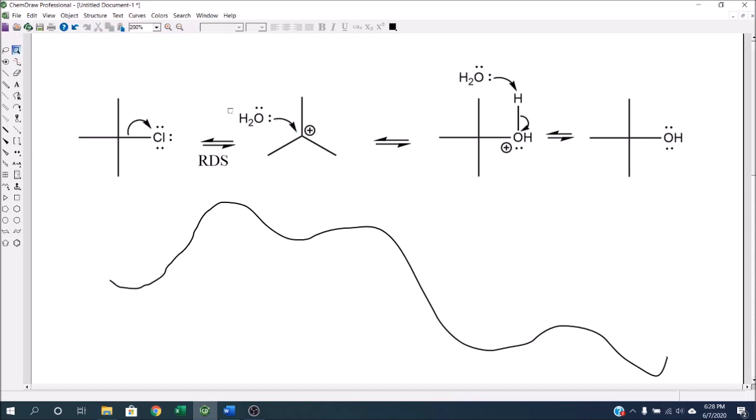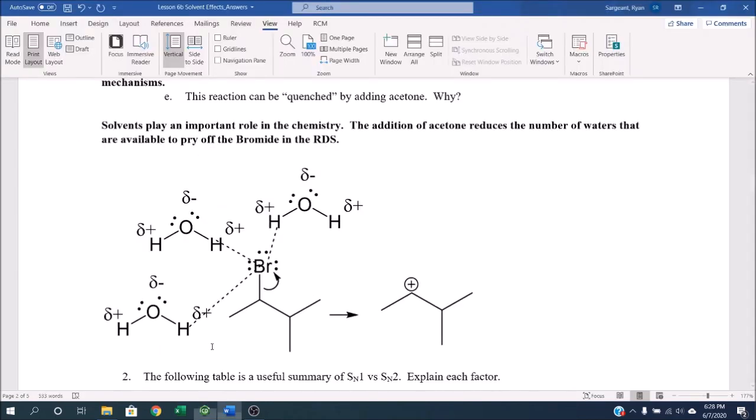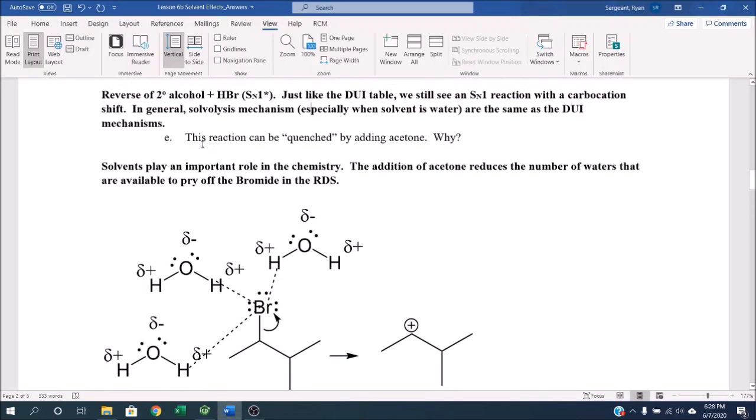The problem is that this reaction, where the chloride falls off to form a carbocation, and then water captures it and water gets deprotonated, is the exact chemical reaction with the exact mechanism we do in the laboratory. It's actually really fast. And so one of the ways to slow down the reaction is to add acetone, and we call that quenching the reaction.